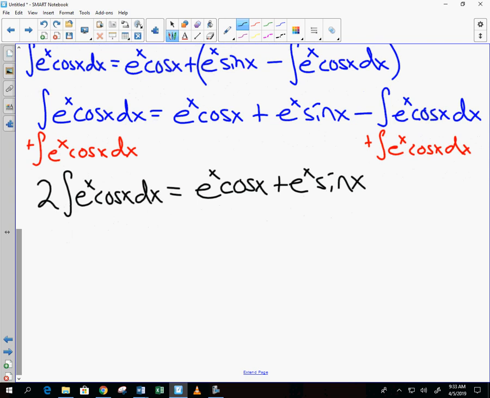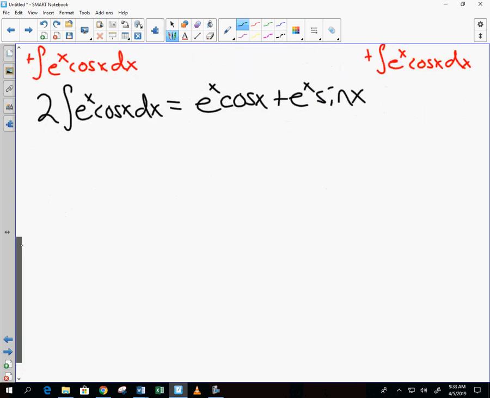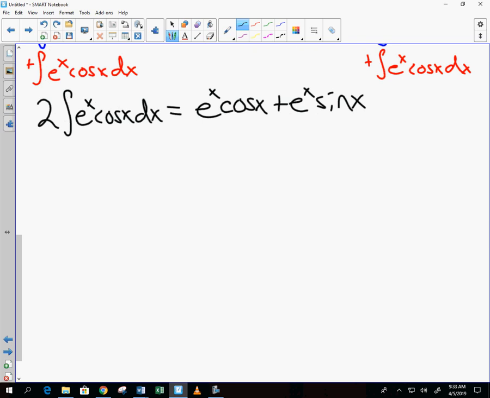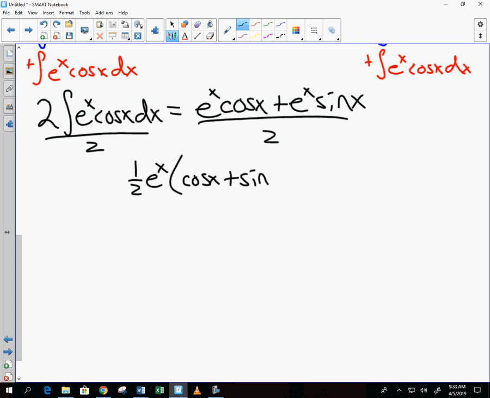Hey, I don't want to know what 2 of them is equal to. I want to know just what 1 of them is equal to. So let us divide by 2. And if we factor out the e to the x, we get 1/2 e to the x times cosine of x plus sine of x plus a constant. Riley, did I make a mistake?